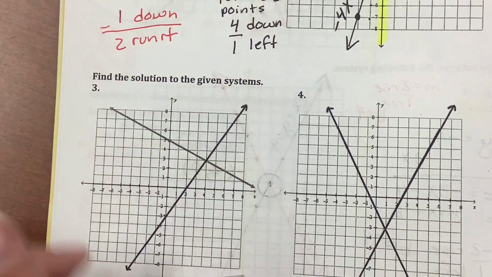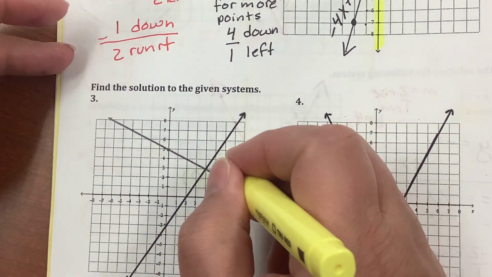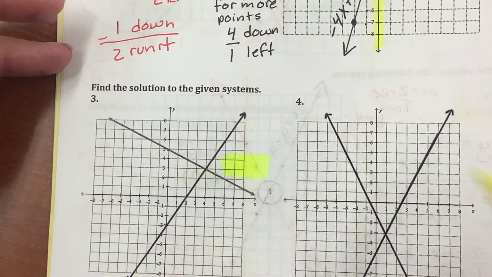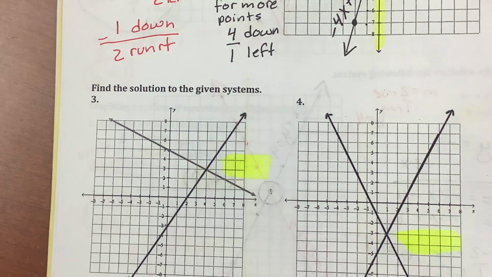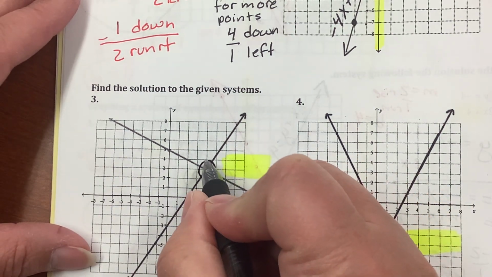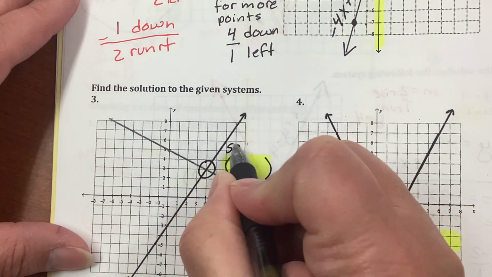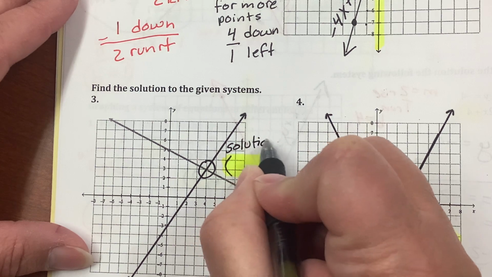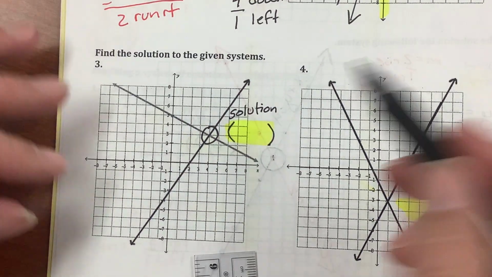I like these so much better. Why, Bono? Why do you like these? Because somebody graphed it for me. And lazy Bono doesn't have to graph anything if somebody else did the graphing for me. All I have to do is circle where the two lines meet, and then I put in the coordinates for the solution. I don't even have to write down what the equations are or anything.